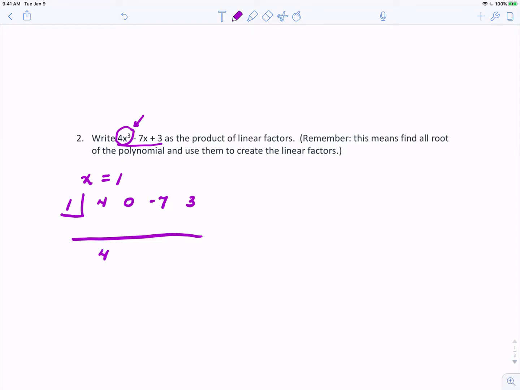Okay, so with synthetic division we'll multiply and then add, multiply and then add, multiply and then add. And I was expecting to get a 0 here because I knew that 1 was a root. So now I know that this factors as x minus 1 times 4x squared plus 4x minus 3.